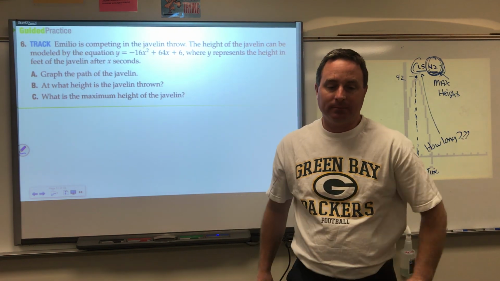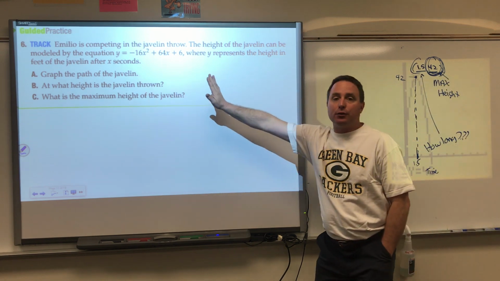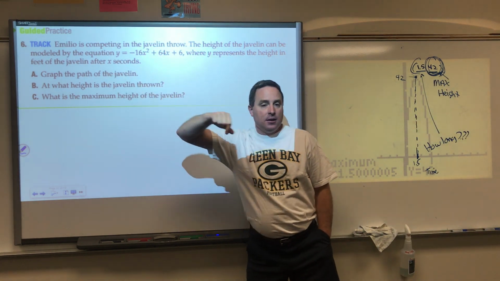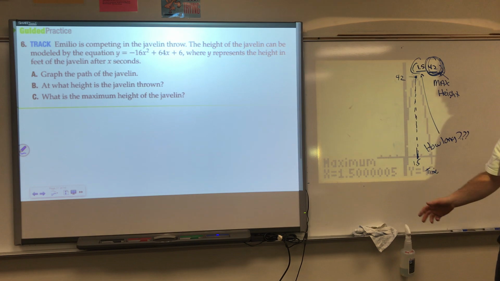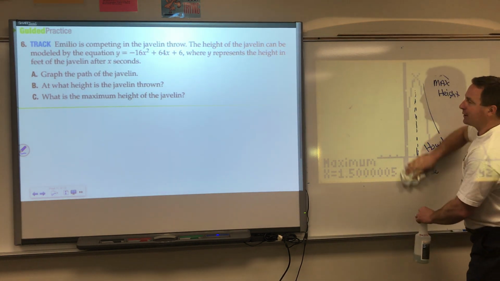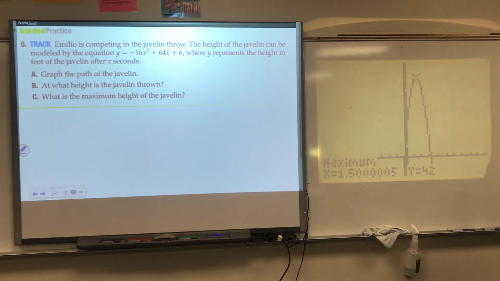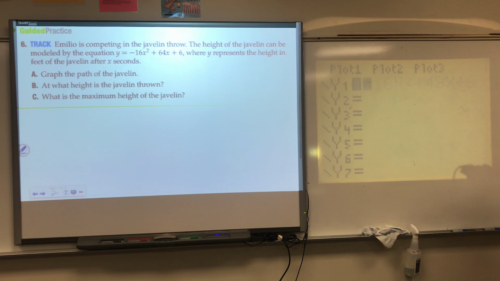Okay, last one. Let's see if we can do it. On these word problems, it says to graph. You do not have to graph on paper. The graph we're always going to do right on the calculator, and we'll use our calculator to answer the other questions. So before I do this, I have to type the javelin in here. Old Emilio's doing the javelin throw. So I'm going to go to y equals negative 16x squared plus 64x plus 6.